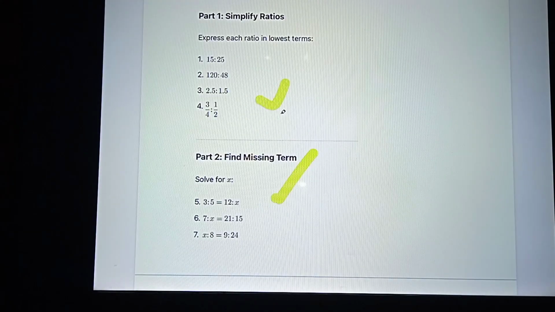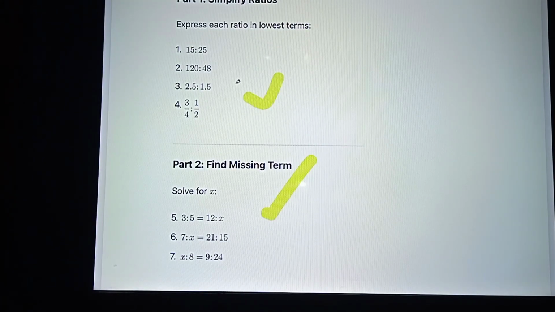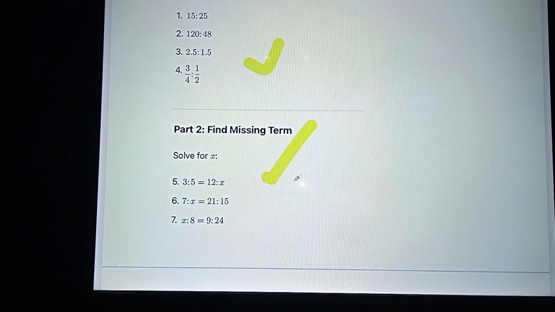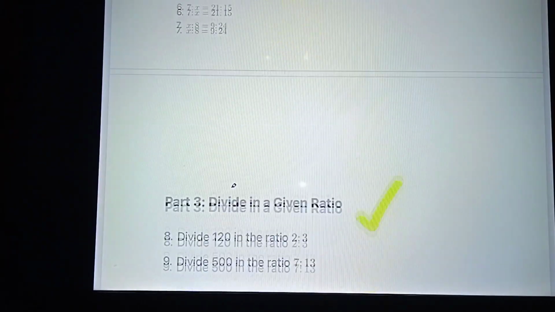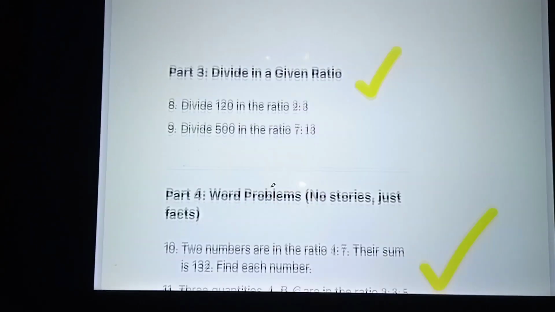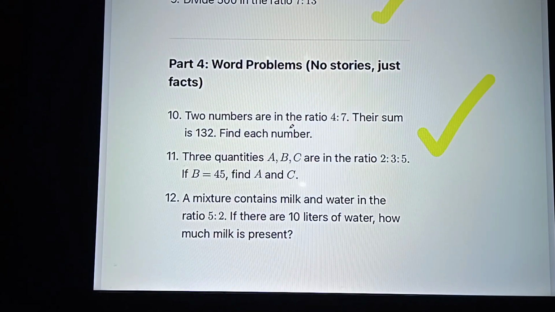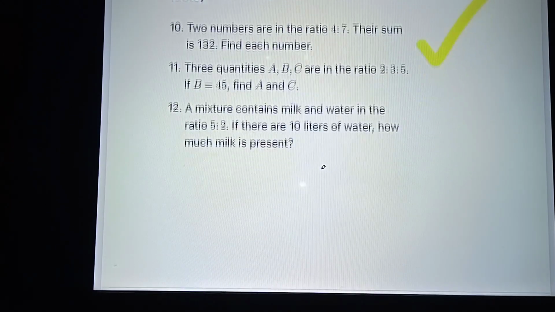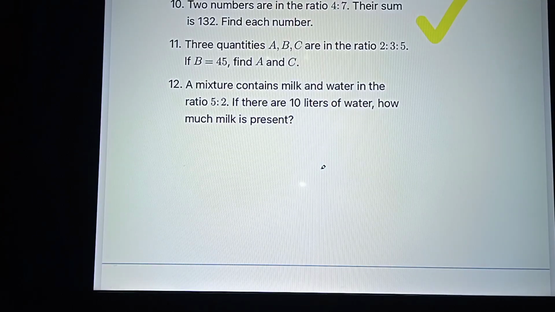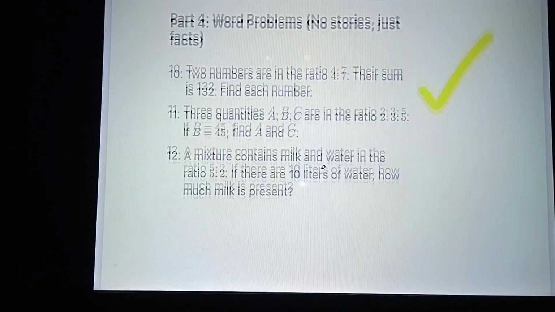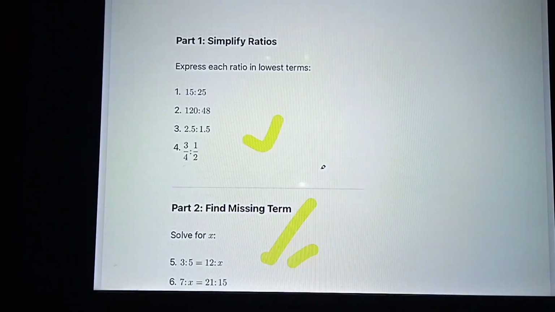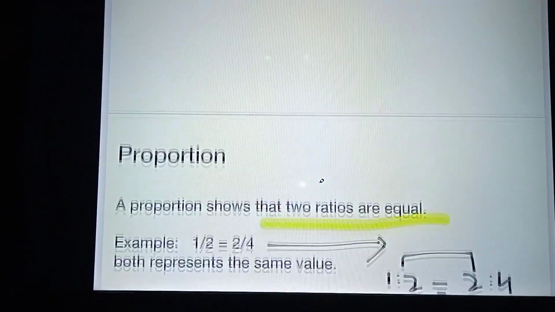The first exercise is simplify ratios. The second is find missing term. The third is divide in a given ratio. And the fourth one is word problems. So you can attempt these exercises by the methods explained to you.